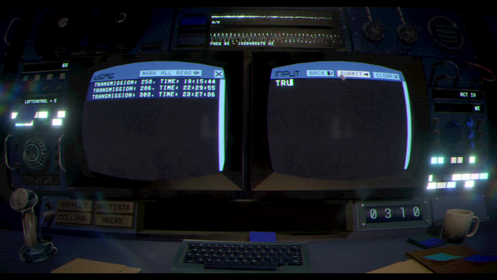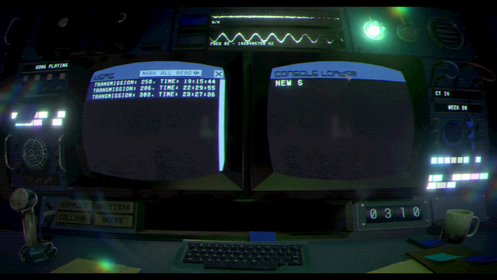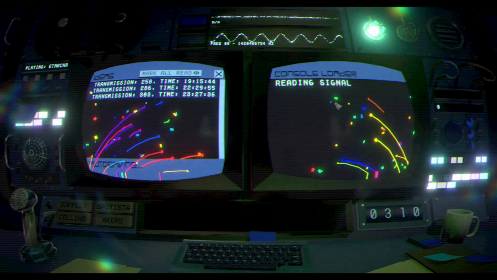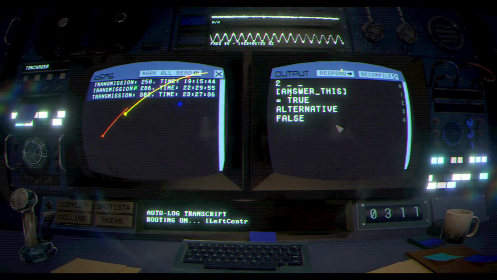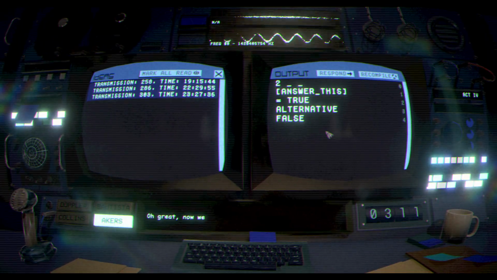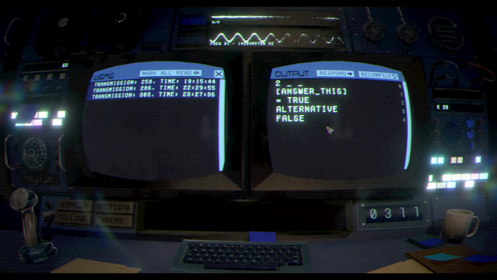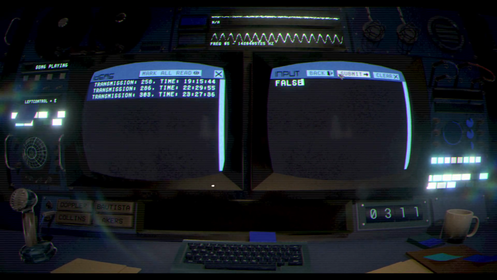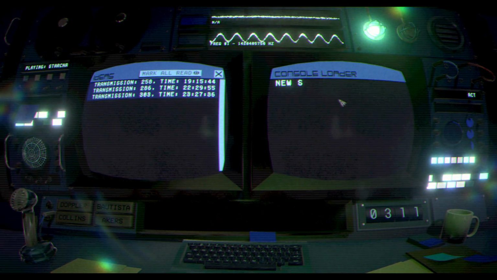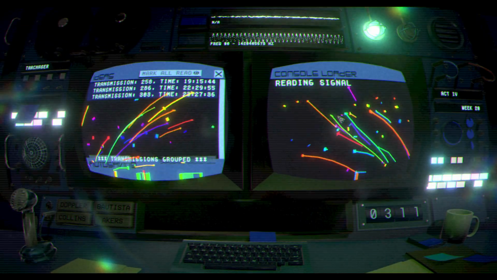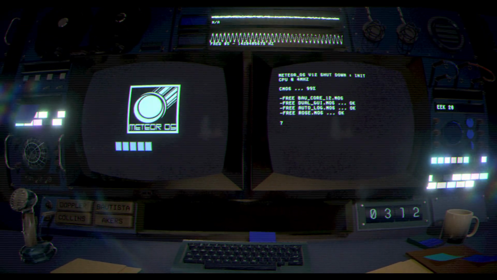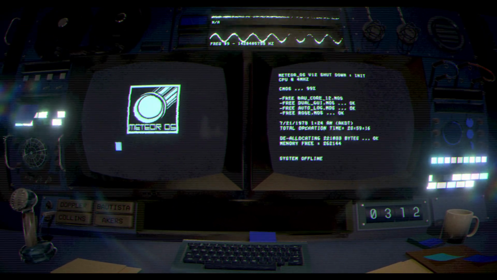And I'm... Does this also accept? Yes. What are they doing? Oh, great. Now we have a 2 instead of a 1. Blah. And is false just as valid? Yes, it is. Odd. Very odd.